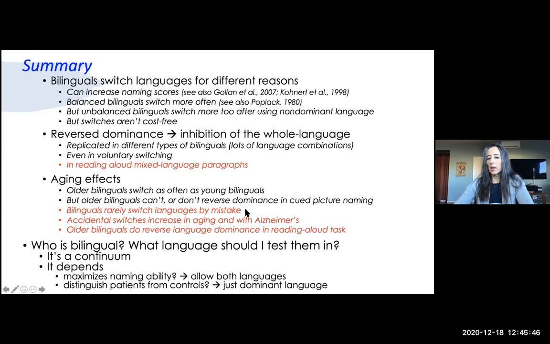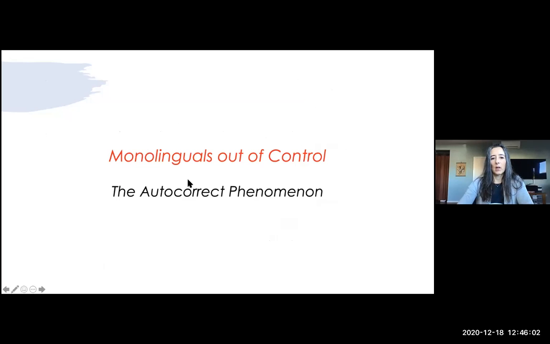Okay, so we get reverse language dominance in reading aloud of mixed paragraphs too. And bilinguals rarely switch languages by mistake, but these switches do increase somewhat in aging and with Alzheimer's disease. And then we see intact dominance reversal for older bilinguals in the read aloud task. Okay, the last part of the talk.